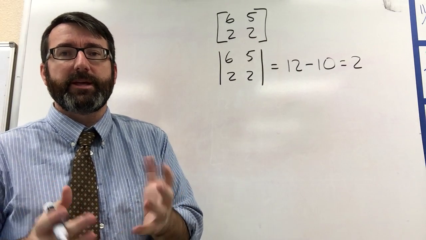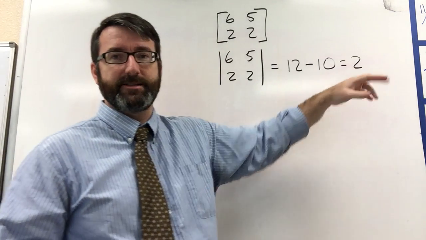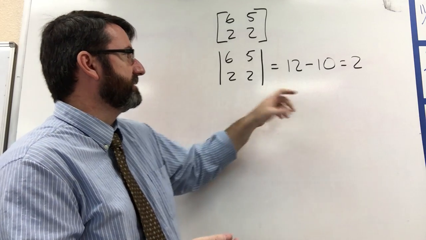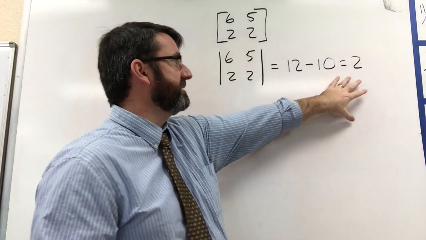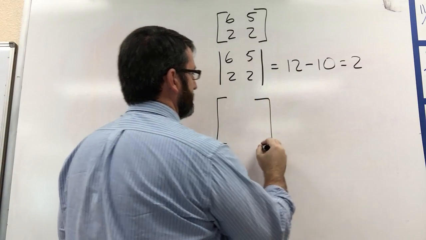We know that an inverse exists if this number is not 0. The only time an inverse is not going to exist for a matrix is if the determinant is 0. So since it's not 0, we can move forward and find the inverse of our matrix.